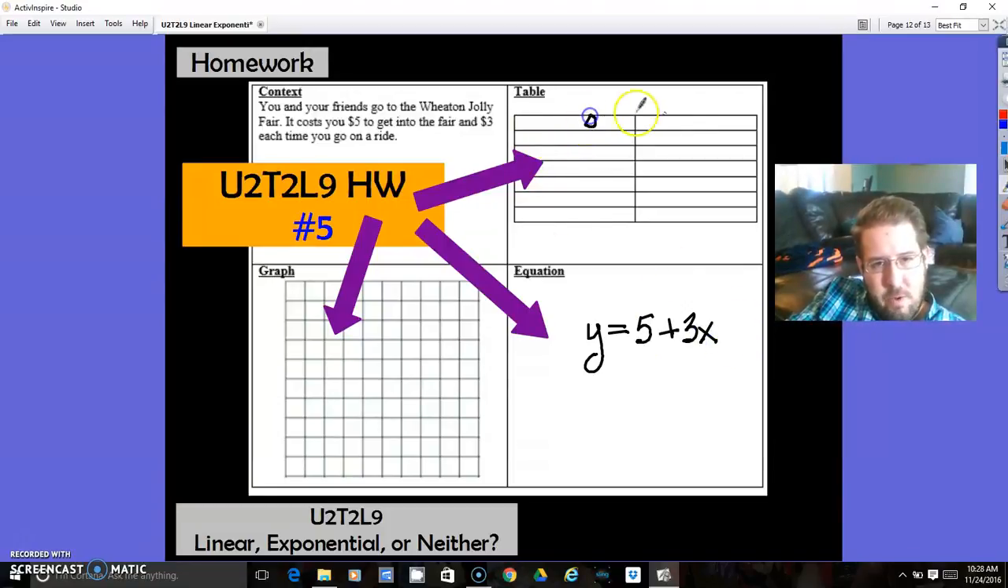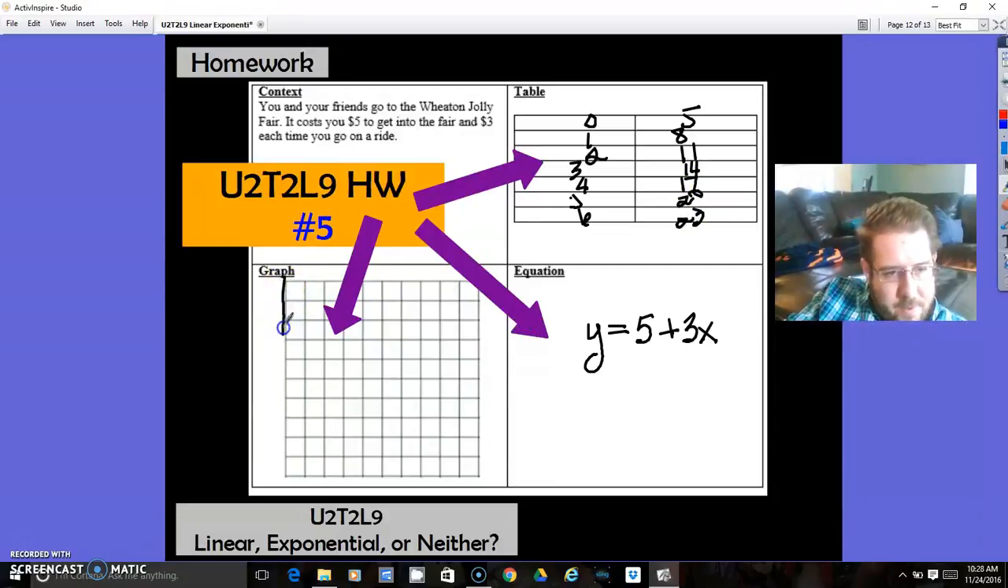So if you're going to ride 0 rides, you would still have to pay $5. If you ride 1 ride, you'd have to pay $8 total. 2 rides, it's plus 3, plus 3, plus 3. This is an arithmetic sequence and so forth. So you can continue the pattern, 3, 4, 5, 6. This would be 14, 17, 20, 23.